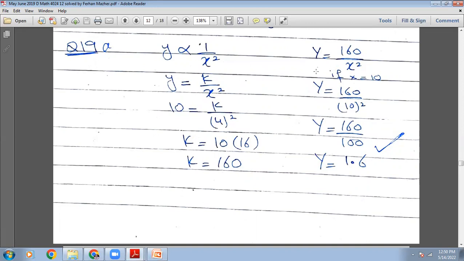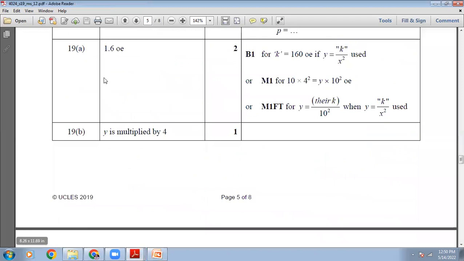The question is: find the value of y if x is equal to 10. So we put that value: y equals 160 divided by 10 square. So it becomes y equals 160 divided by 100. Adjust the decimal. The decimal is here. Bring it 2 steps to the left. So it will be 1.6. So 1.6 is the answer for part 19A. Let's check. 1.6 is the right answer, sir.